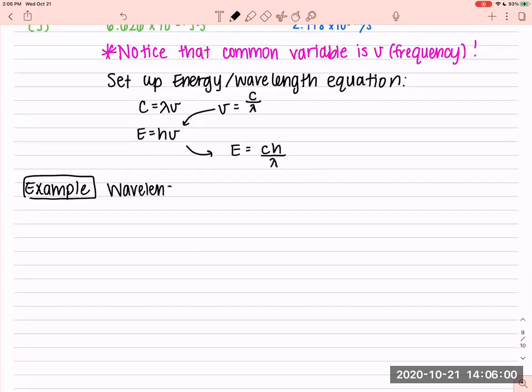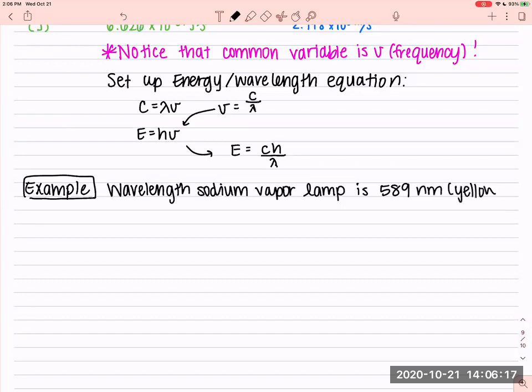The wavelength of a sodium vapor lamp is 589 nanometers, which is a yellow light. What is the energy in joules of a photon of this light?